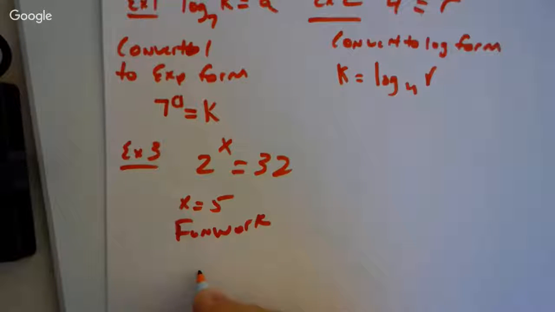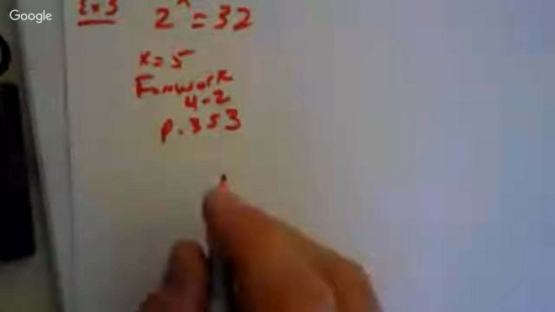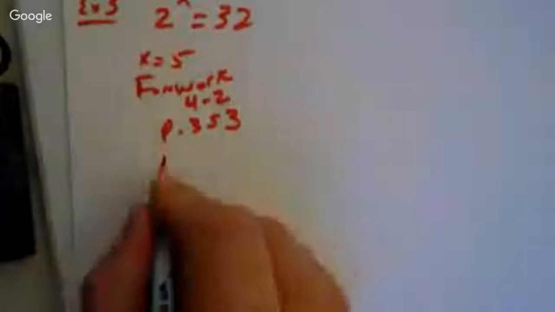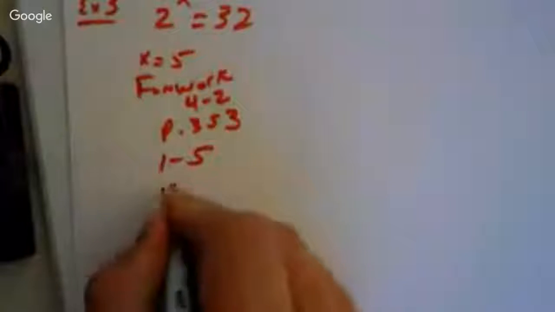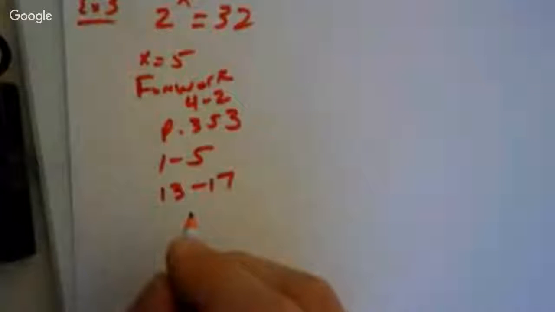Fun work, 350. It's section 4. Let's do 1 through 5, 13 through 17. Is that it? Is that all we can do? No.